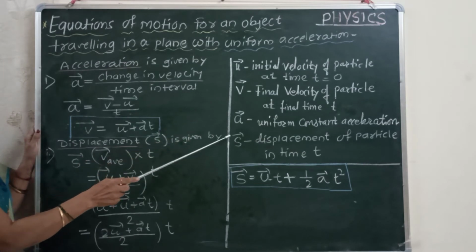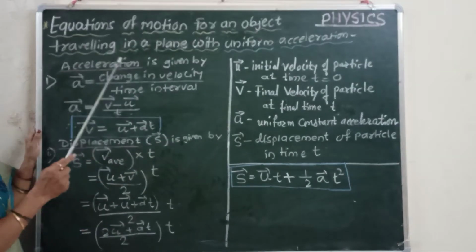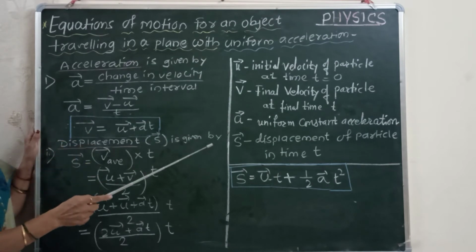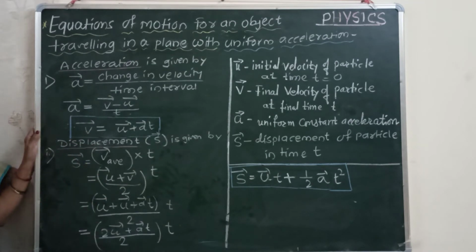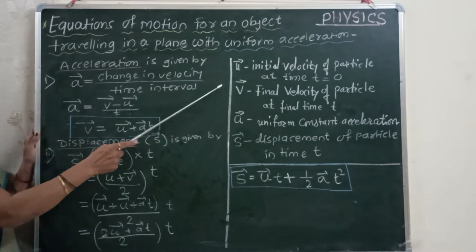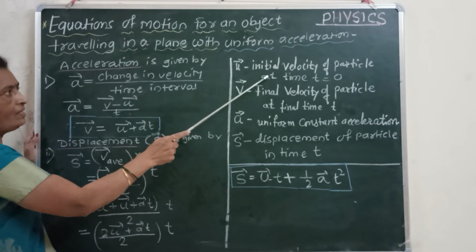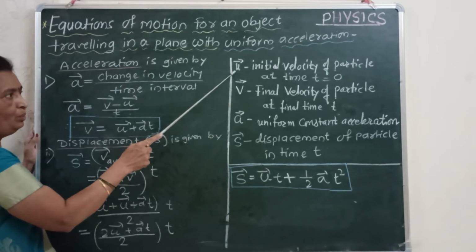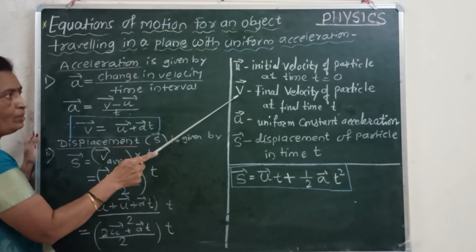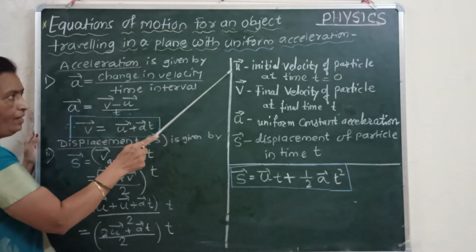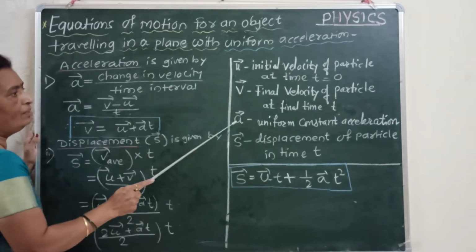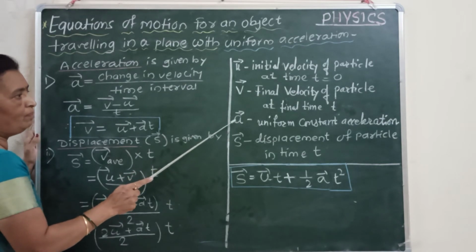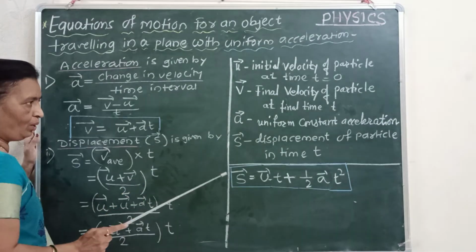So in such cases, if we have to find the equations of motion, again we consider the same formula, that is acceleration is given by change in velocity upon time interval. Here when the particle is moving, at start its initial velocity is u, after time t its velocity becomes v. So there is a change in velocity, but that change is uniform. So we say the acceleration acting on the particle is uniform or it is constant.